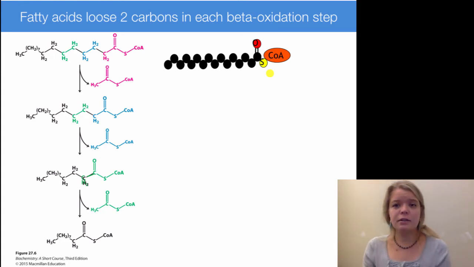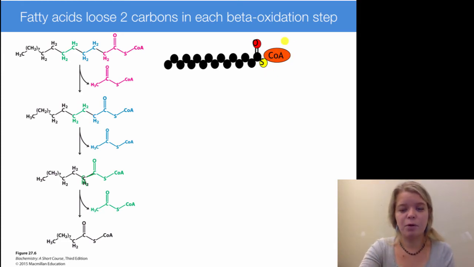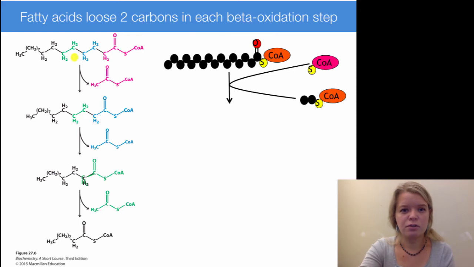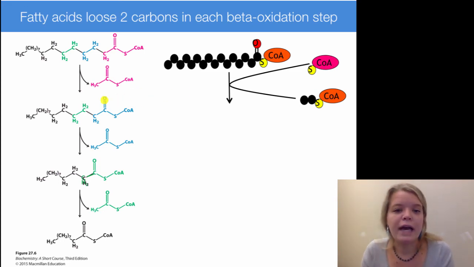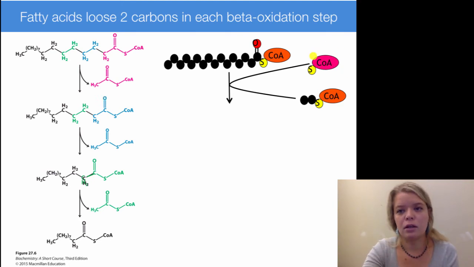palmitic acid here, palmitoyl-CoA, and we have CoA attached. There's our sulfur and there's our oxygen. So the first step here, you can see that the pink coenzyme A with the alpha and beta carbon shell off right there. And during the reaction, a different colored CoA, in this case blue, came in, and in my diagram I colored it pink.